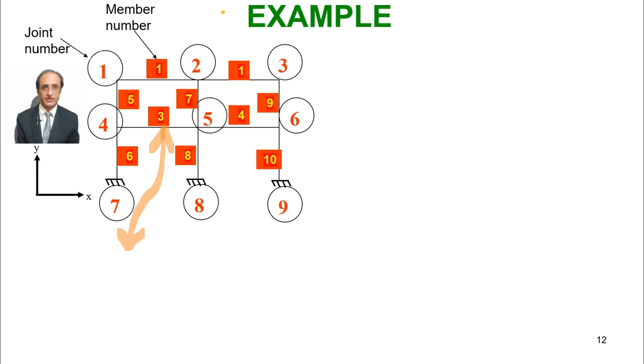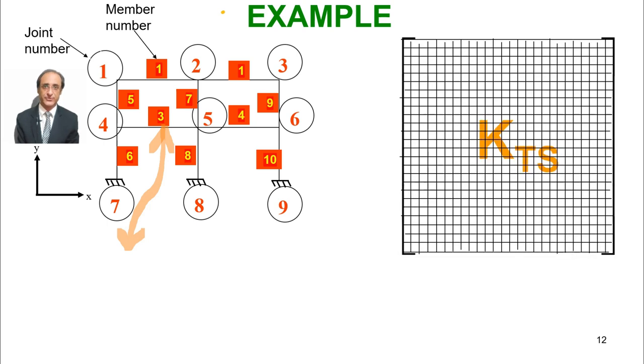Alright. So let's take this example. Here we have a 2D frame structure. So what will be the size of KTS? We have a total of 9 joints, so 27 by 27. Let's just write here 27 by 27. So what will our program do? The program will know that the last joint is 9, so the total structural stiffness matrix should be 27 by 27.